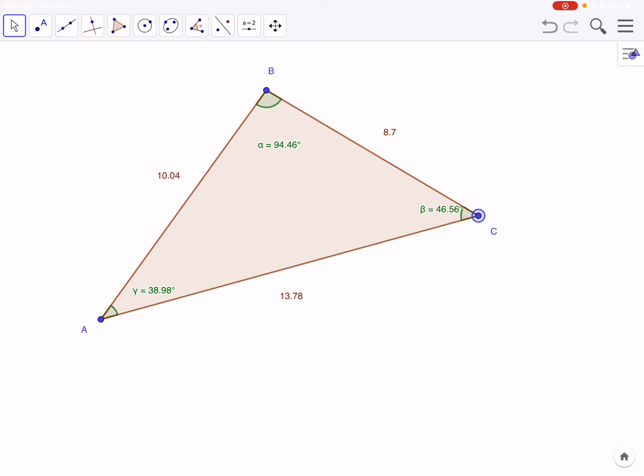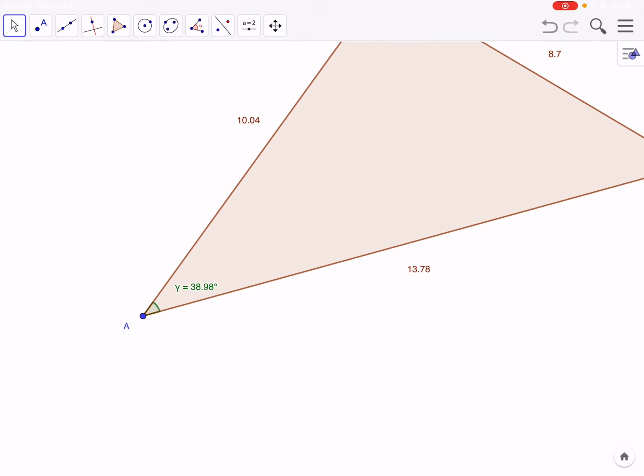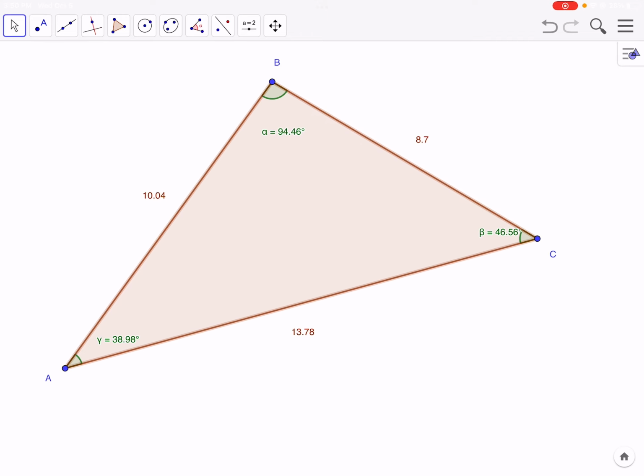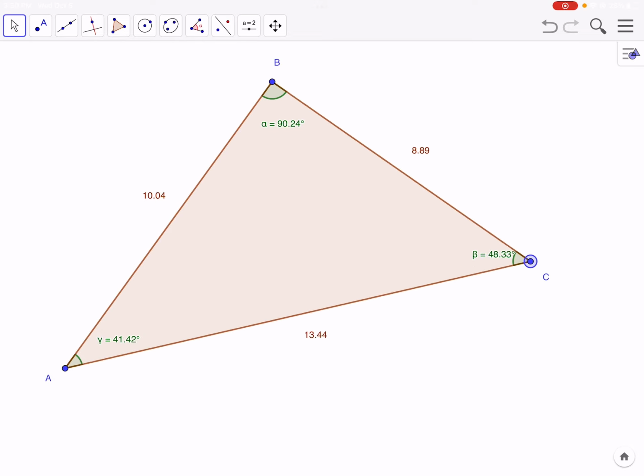And the other two sides are pretty close. I was trying not to change them. But this third side, BC, had to get smaller to compensate. Angle A is responsible for the side across from it. The smaller angle A is, the smaller the opposite side is going to be. Right now, the biggest angle is this 94-degree angle. The biggest angle is responsible for the biggest side. The wider the angle, the wider the opposite side. The smaller the angle, the smaller the opposite side.